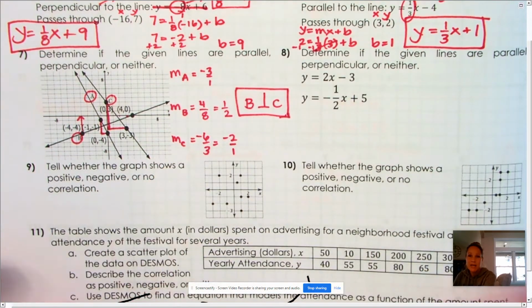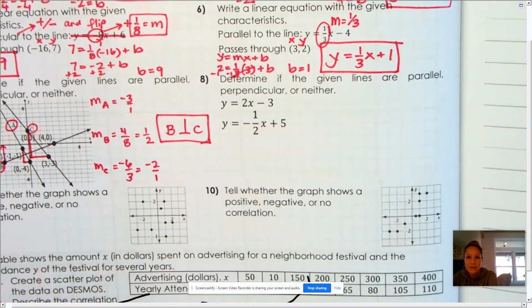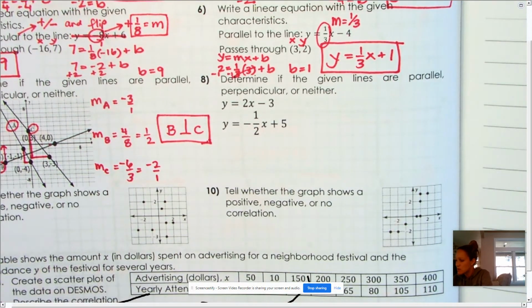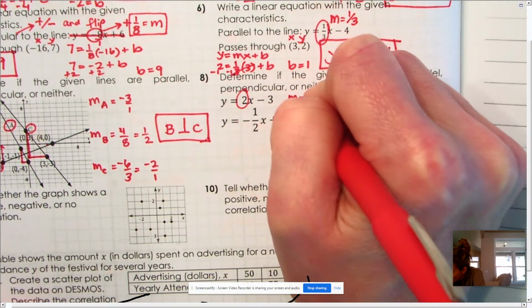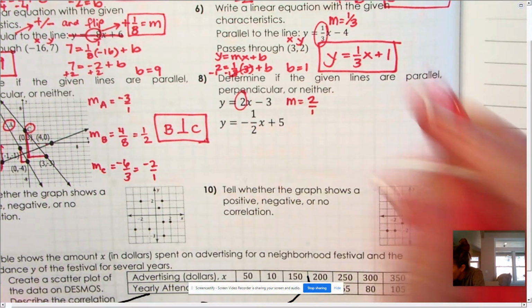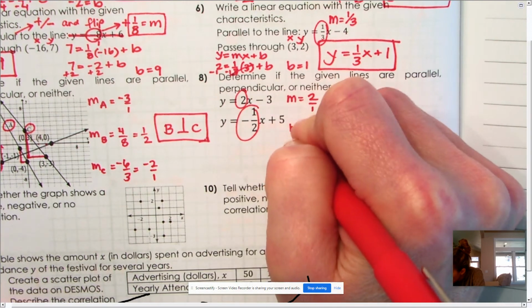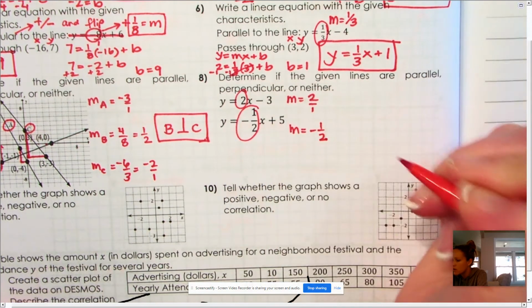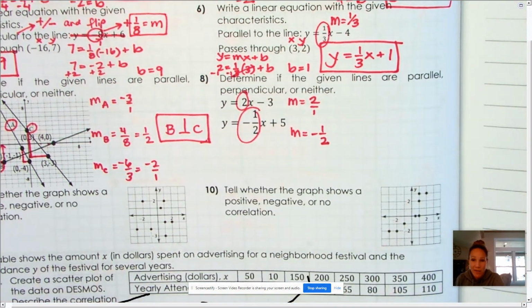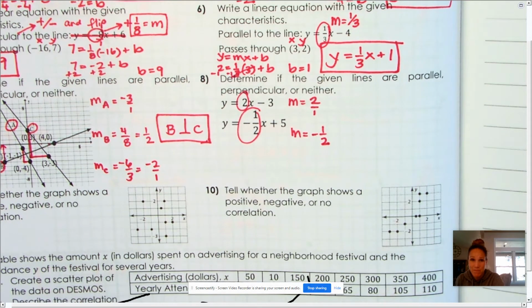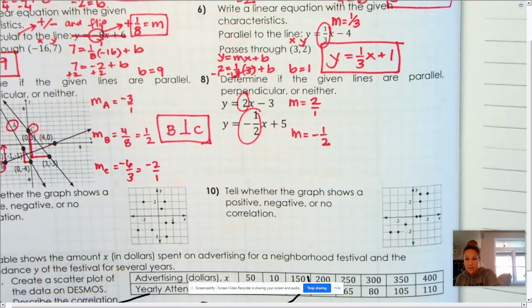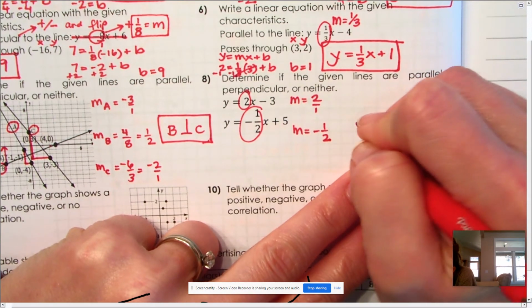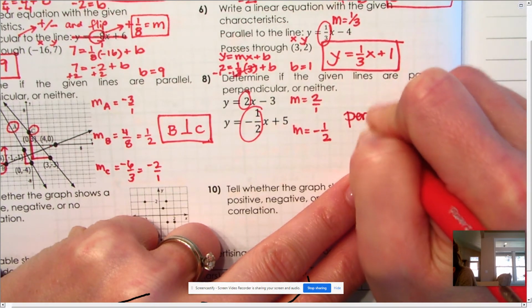Okay, question number 8 says determine if the given lines are parallel, perpendicular, or neither. This one's even easier. M is equal to 2, which if I make it a fraction is 2 over 1. And then this one, M is equal to negative 1/2. Well, would they be parallel? No, because they're not exactly the same. Could they be perpendicular? Yes, because we flipped them over. One's positive and one's negative. So we would say that they are perpendicular.